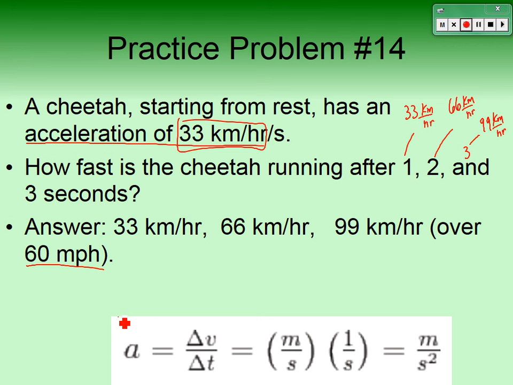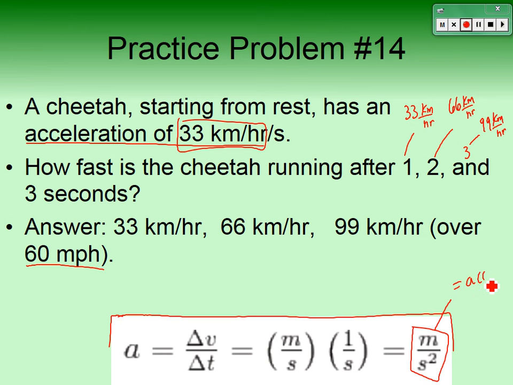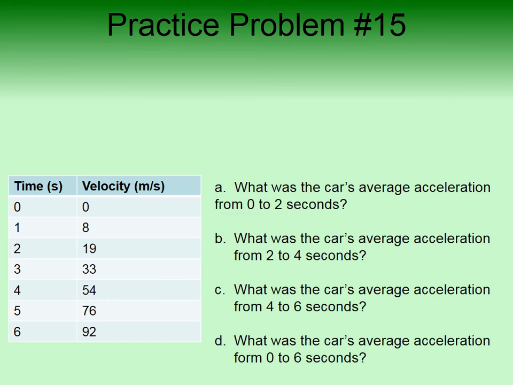This bottom part of the slide just shows how acceleration is equal to change in velocity over change in time. Velocity is measured in meters per second. If we multiply that by the time, 1 over seconds, you get meters per second squared. So if you ever see units in meters per second squared, you just know that is acceleration. Okay, so those are the units of acceleration.